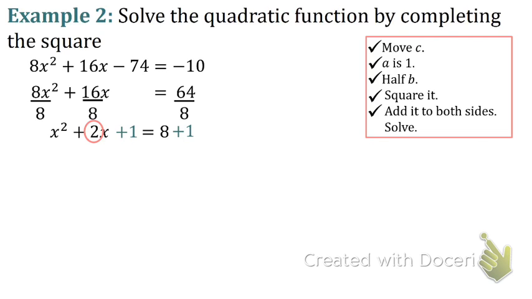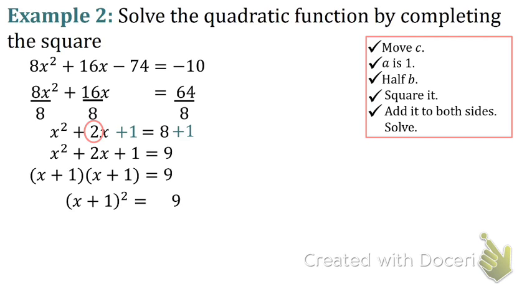So now we have x squared plus 2x plus 1 equals 9. And factoring x squared plus 2x plus 1, we get x plus 1 and x plus 1, because the only factors of 1 are 1. We can rewrite that as x plus 1 squared.